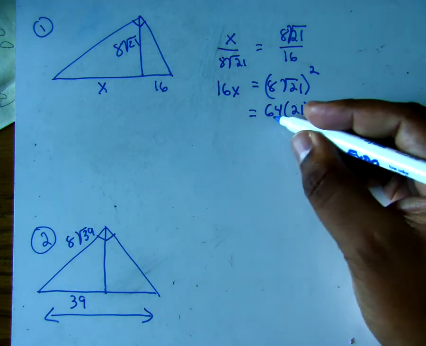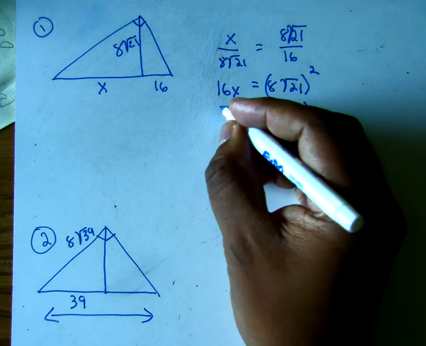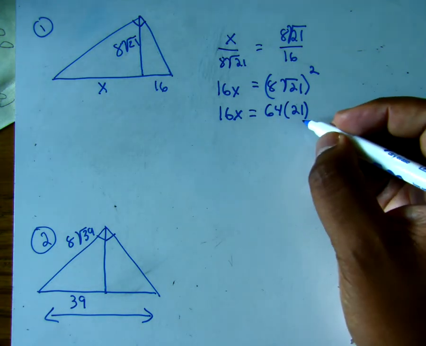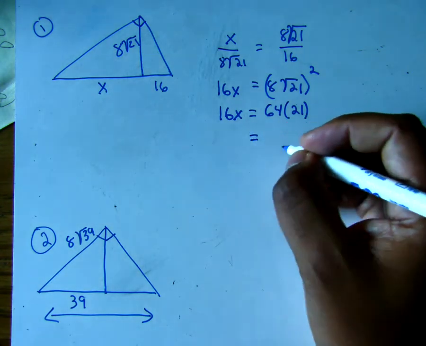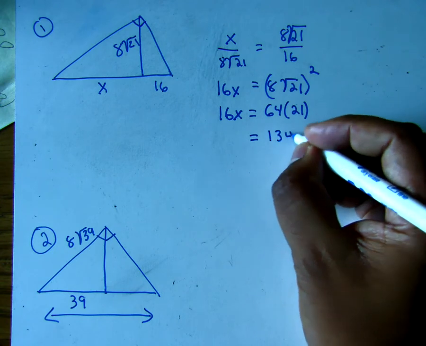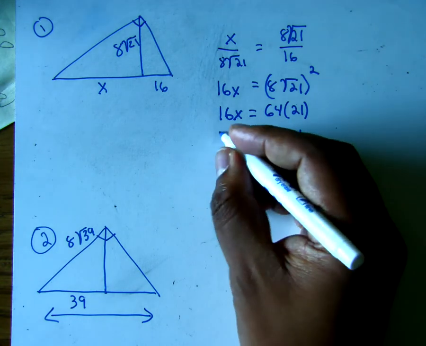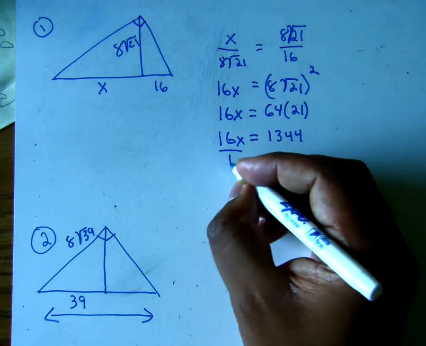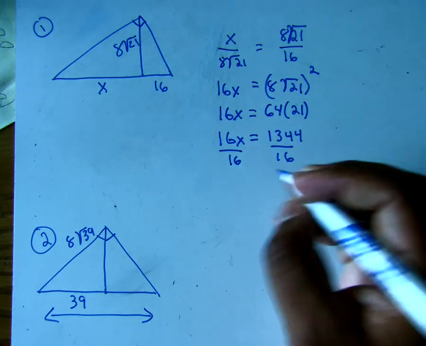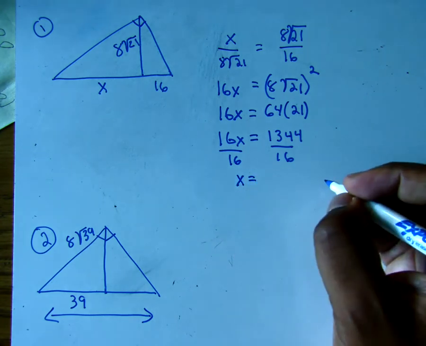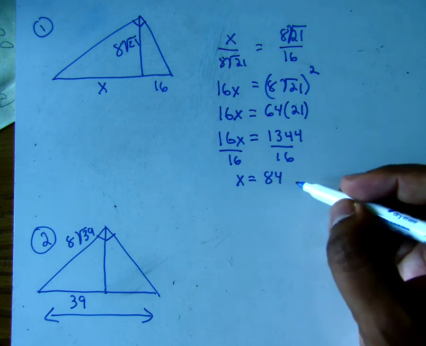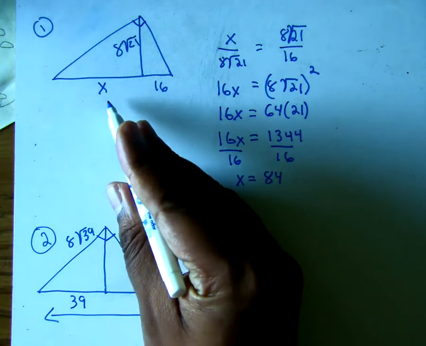So now what you're left with is 64 times 21, and I'm going to bring down 16x. When you do 64 times 21, that's going to get you the value of 1,344. And then our last step is to solve for x by dividing by 16 on both sides. And that gives us a value of 84. So our x over here is 84.